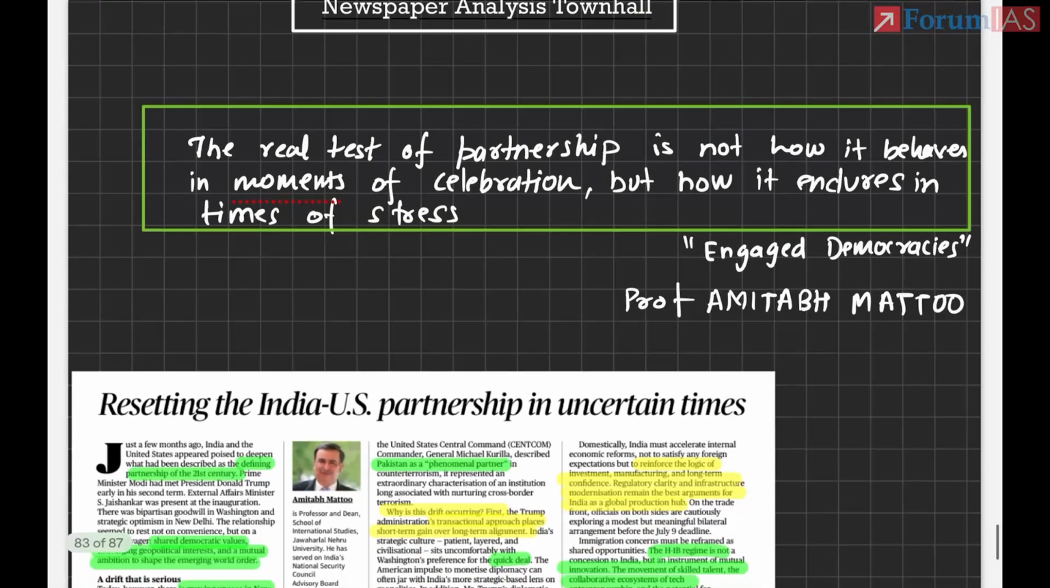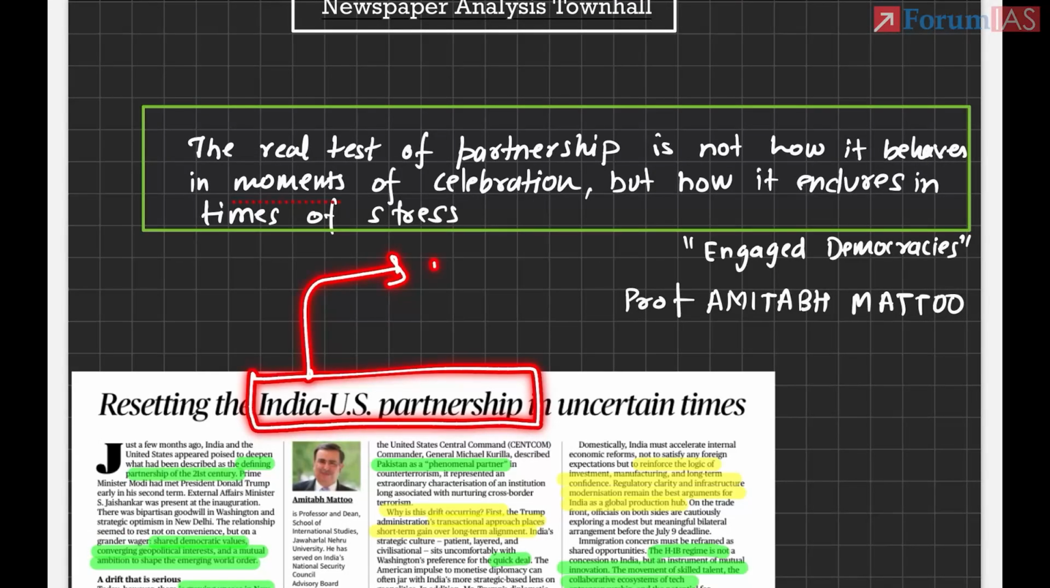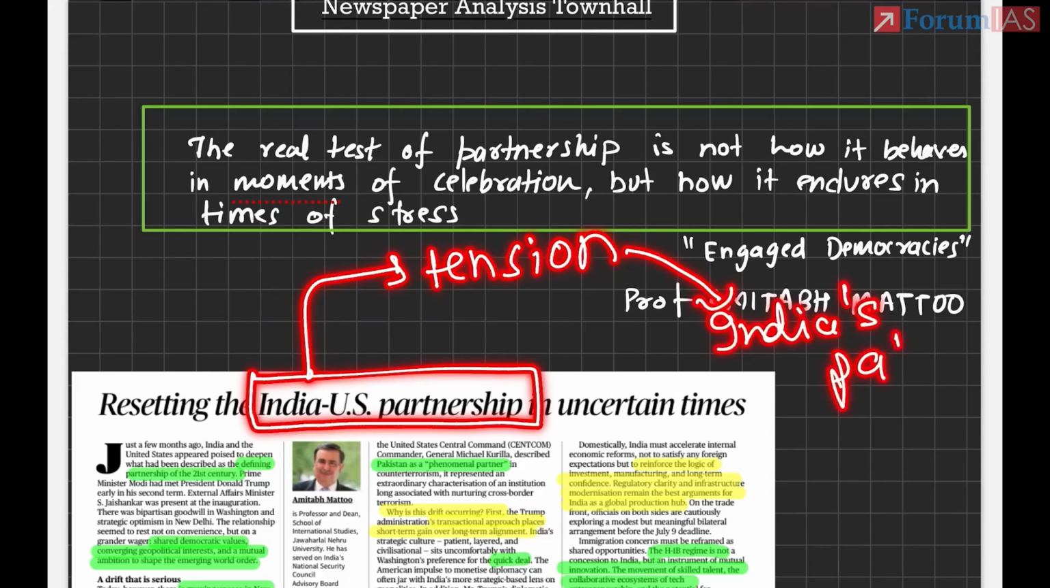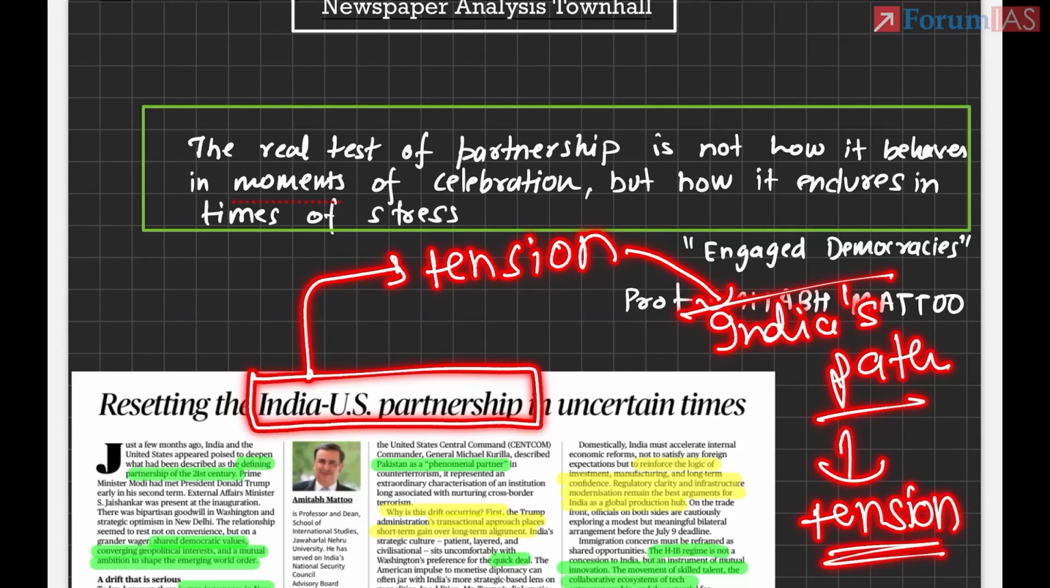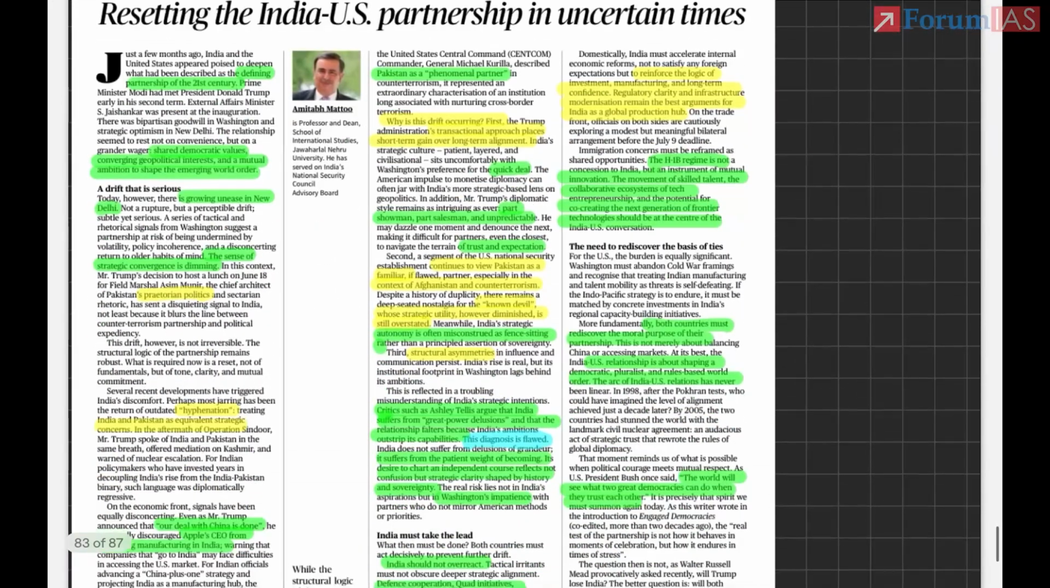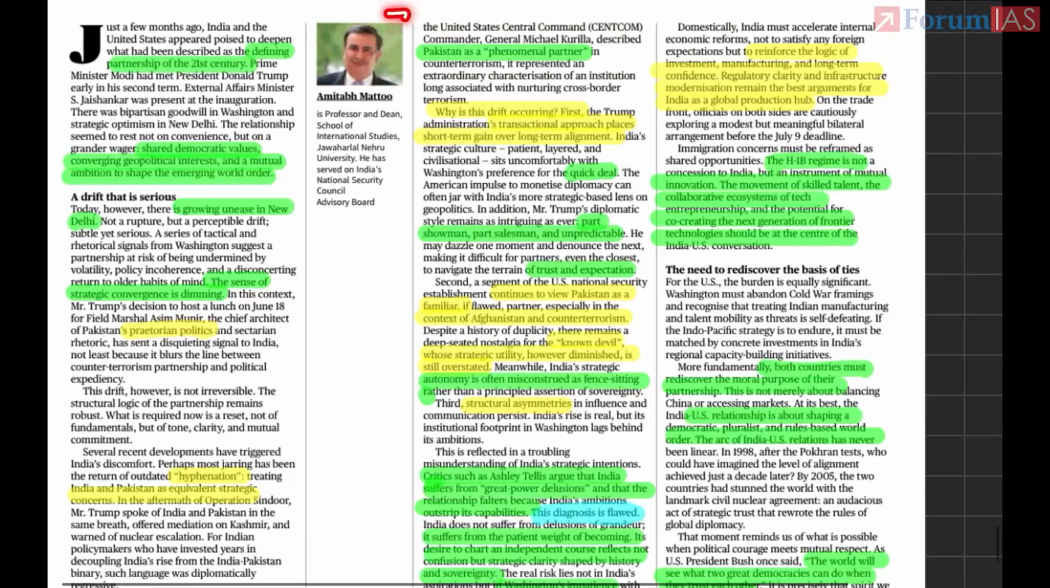So today we are going to decode and analyze the India-US relationship, what the present tensions in the India-US relationship are, and what should be India's path to tackle those tensions. This article is written by Professor Amitabh Mattu, who is Dean of the School of International Studies, JNU.